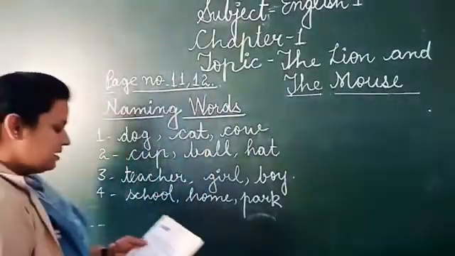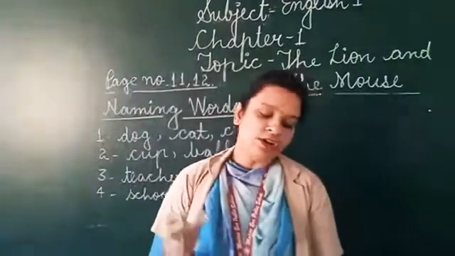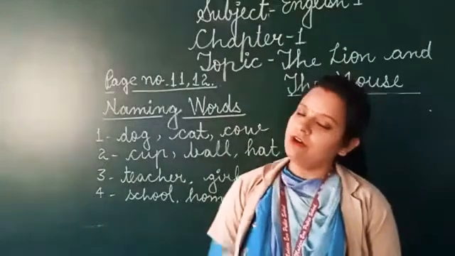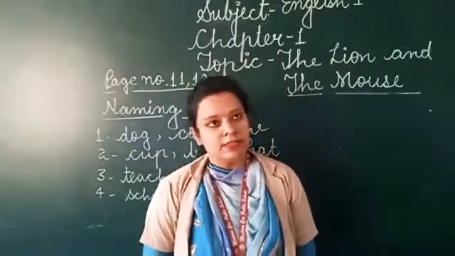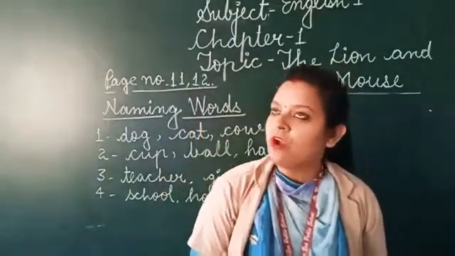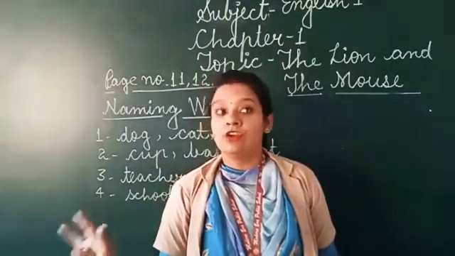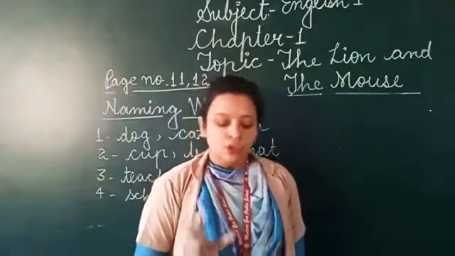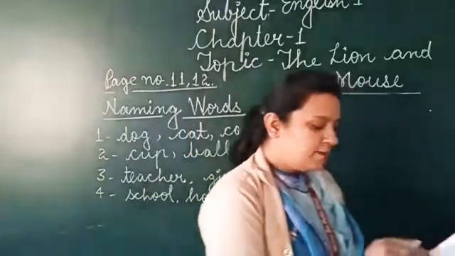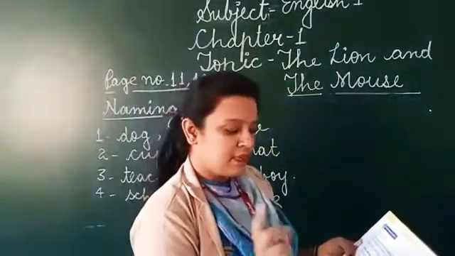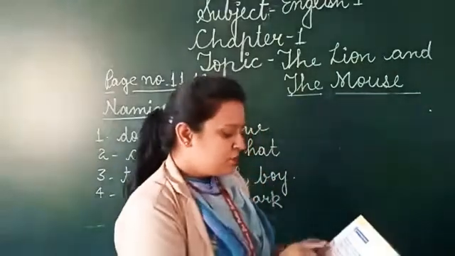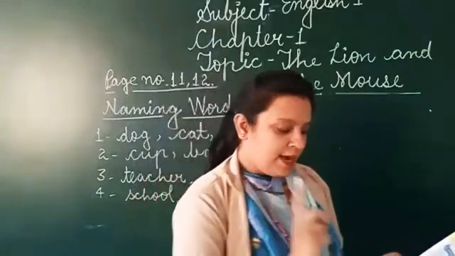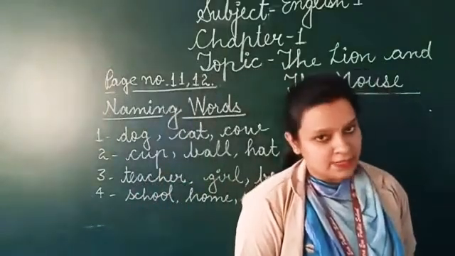So here, naming words are called nouns, names of animals, things and persons, places are all nouns. You all know that I am noun, you are noun, and everything in your room, at your place, all things are noun. A noun is the name of a person, place, animal or thing. Okay. So there are two animals in the story, lion and mouse. Write the names of some other animals.